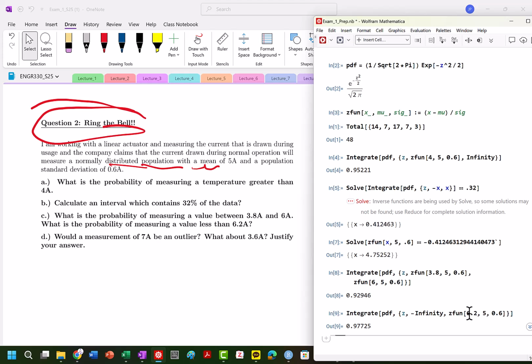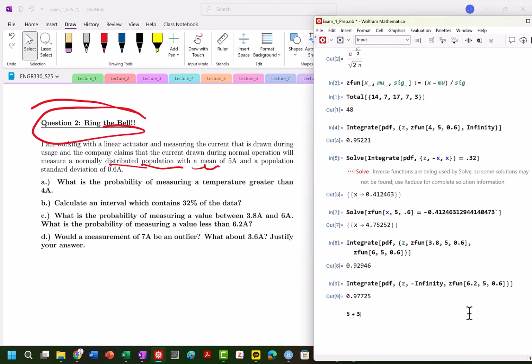So we need to do our mean, which is this, plus 3 times 0.6. So 6.8. 7 would be an outlier. What about 3.6? 3.6 will not be an outlier because it has to be less than 3.2. That's it.